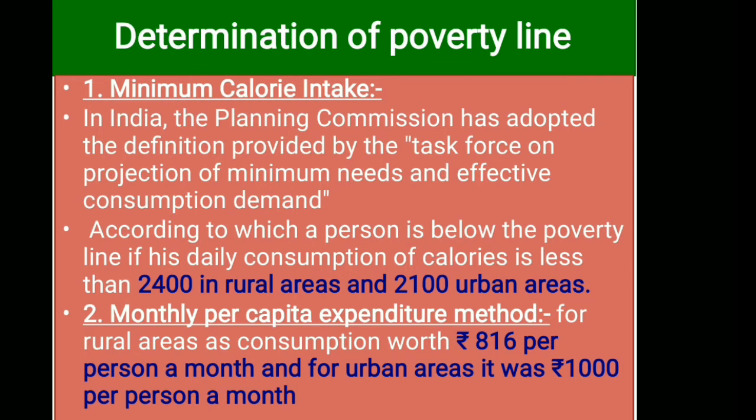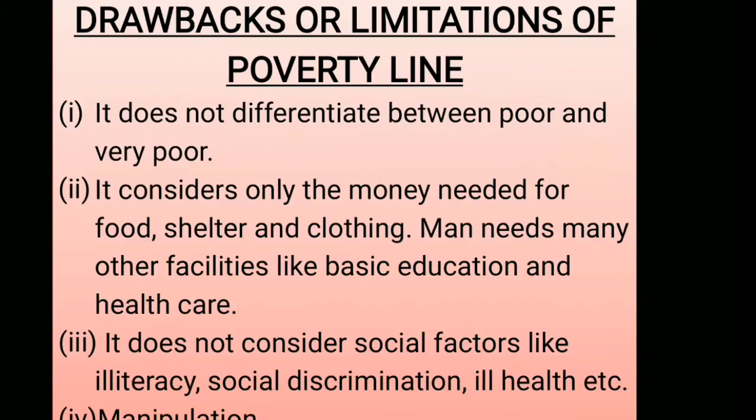The second method was the monthly per capita expenditure method, or MPCE method. For this, in rural areas, consumption should be worth rupees 816 per person in a month, and for urban areas it should be 1000 per person in a month. If these conditions are fulfilled, the people or group of society will be considered above the poverty line, and otherwise they will be below the poverty line.